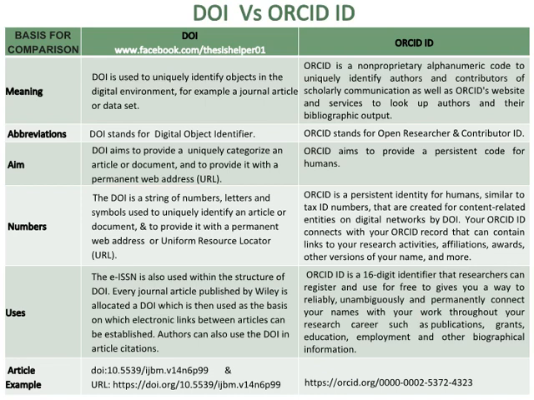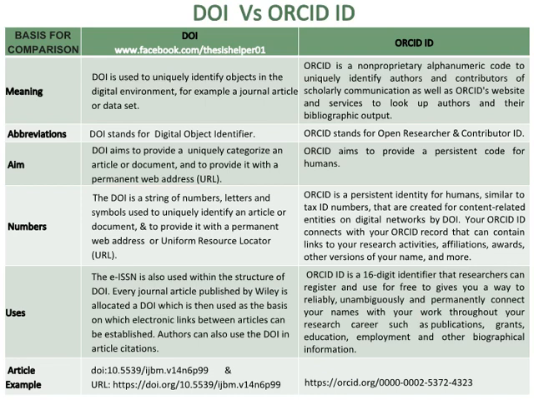The E-ISSN is also used within the structure of DOI. Every journal article published by Wiley is allocated a DOI, which is then used as the basis on which electronic links between articles can be established. Authors can also use the DOI in article citations.